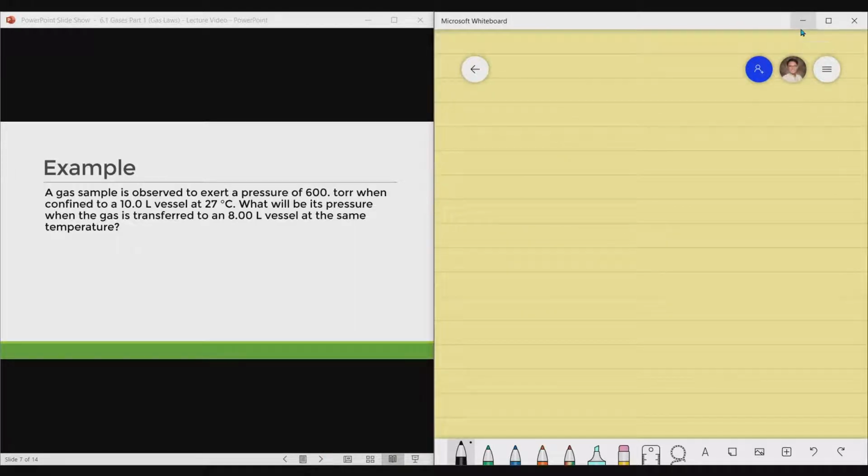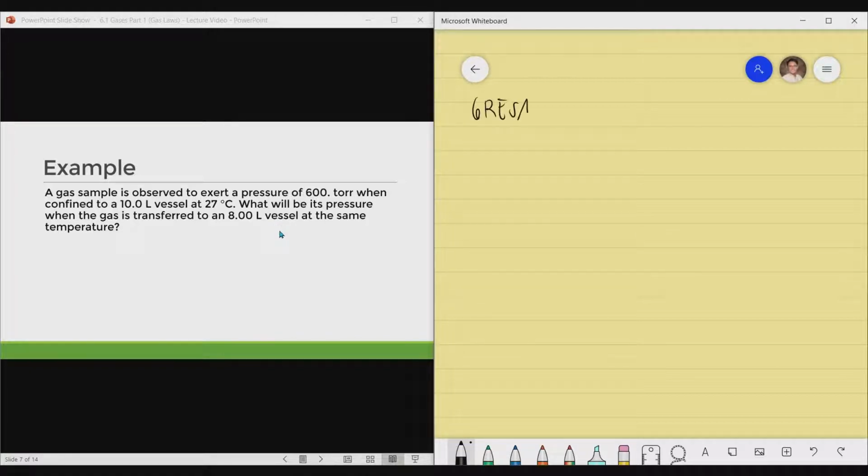Let us have an example for Boyle's law. Let me read the problem. A gas sample is observed to exert a pressure of 600 torr when confined to a 10.0 liter vessel at 27 degrees Celsius. What will be its pressure when the gas is transferred to an 8.00 liter vessel at the same temperature? So we follow the GRESA format.